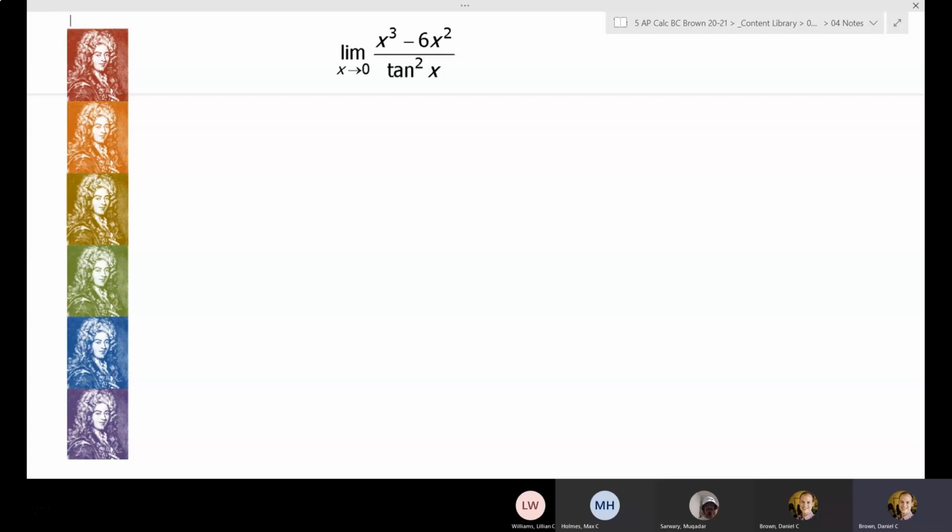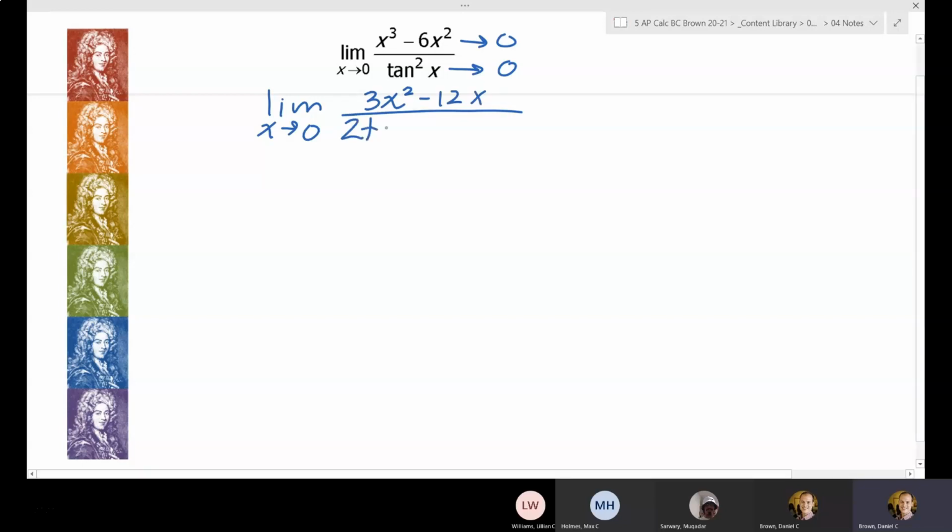So again, we can check to make sure we're using L'Hopital's rule. Plugging in 0, that numerator is 0, the tangent of 0 is 0, so we can use L'Hopital's rule. So here's the first round of L'Hopital's rule. The limit as x goes to 0, 3x² minus 12x. Make sure you're using the chain rule when you take the derivative of tangent squared. So 2 comes down in front. Tangent's now raised to the first power. The derivative of tangent is secant squared.